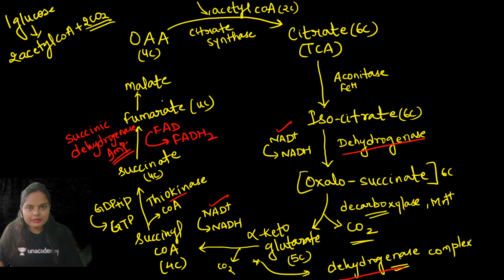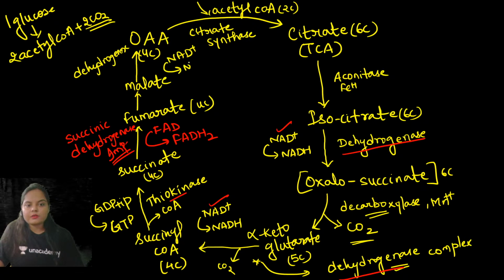I'm not writing the name of the enzyme to save space. And this malate is further oxidized to oxaloacetic acid in the presence of the enzyme dehydrogenase. Here also the electron hydrogen acceptor is the NAD molecule, and it gets converted into NADH2.